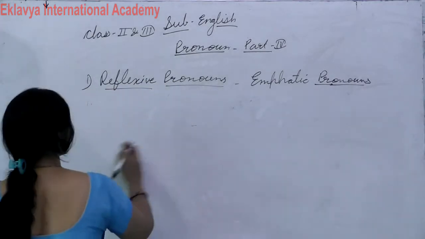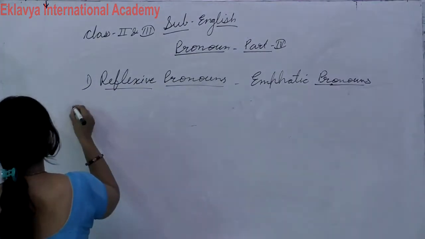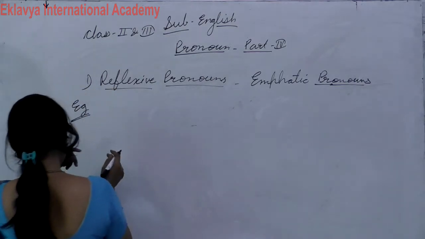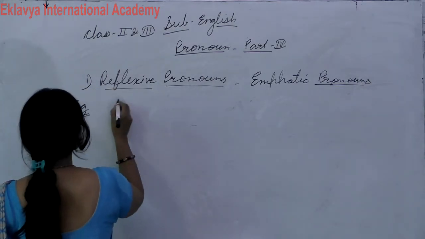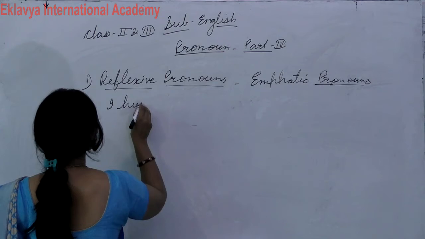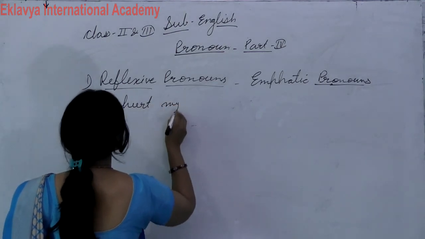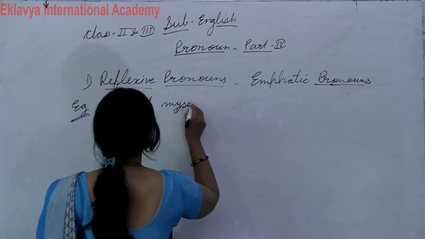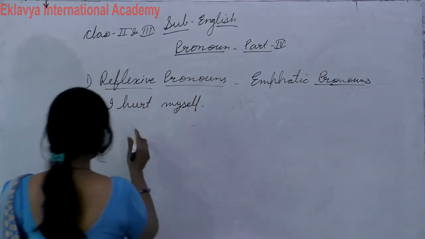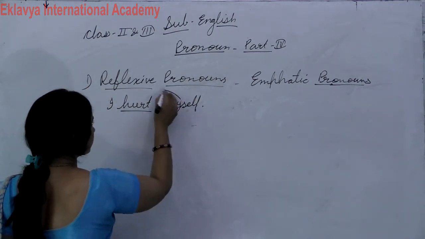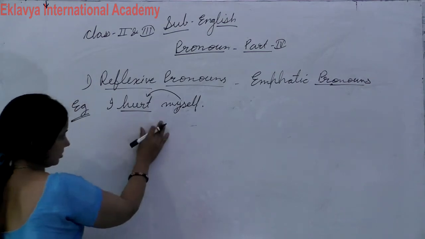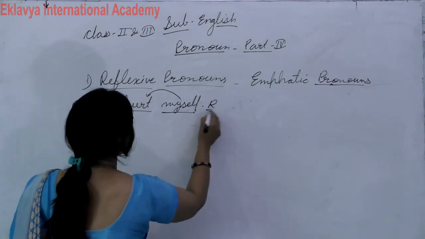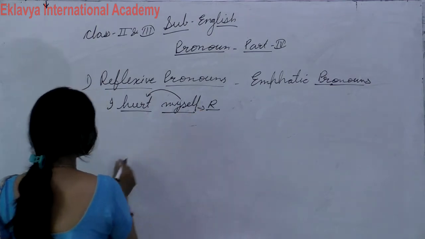So let's see by the examples. Reflexive examples I am writing here, like: I hurt myself. You can check it. Myself is being used after the verb, so it is reflexive.